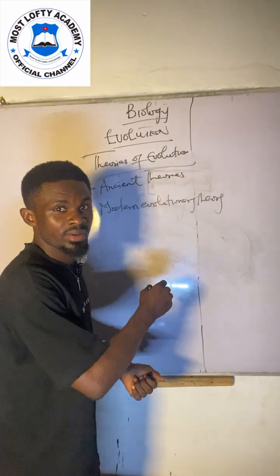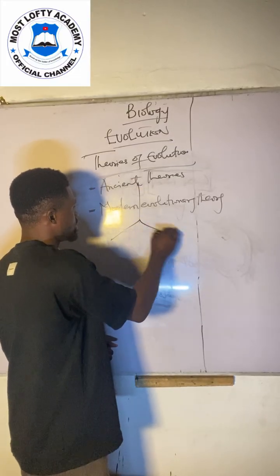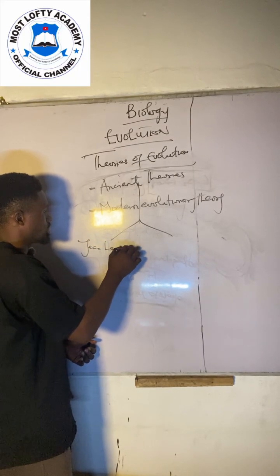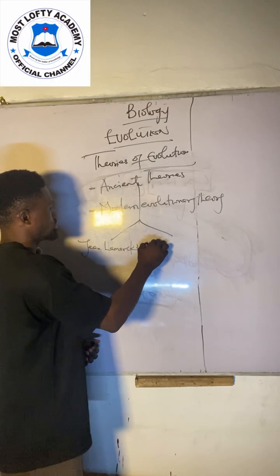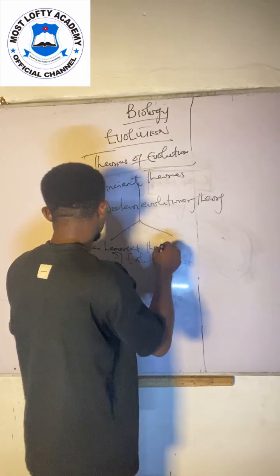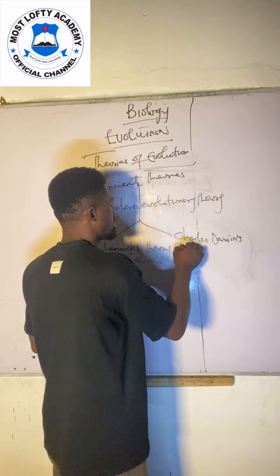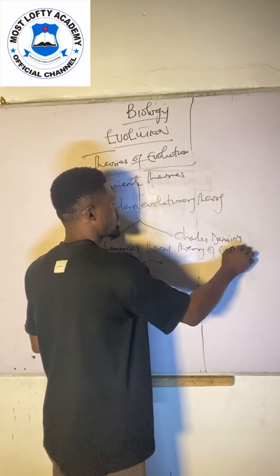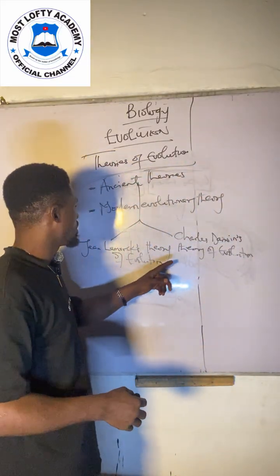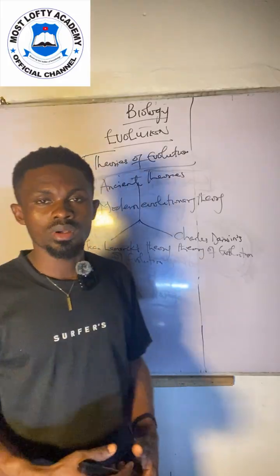number one, we have Jean Lamarck's theory of evolution, and on the other hand, we have Charles Darwin's theory of evolution. So, like I said, we have Jean Lamarck's theory and we have Charles Darwin's theory. So these two theories are the major theories we are using today when it comes to evolution.